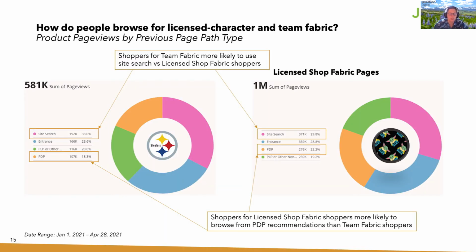So we did this all in Domo. I have the screenshots here. We found some interesting takeaways in that when people were shopping for team fabric, they were much more likely to search compared to people who were searching for licensed character fabric. And on the flip side, shoppers for the licensed characters were more likely to browse from PDP recommendations. So it seemed like the people who were searching for a team were more driven to just search for the team. Whereas we found that there was a lot more cross browsing going on with people who were looking for a character fabric.